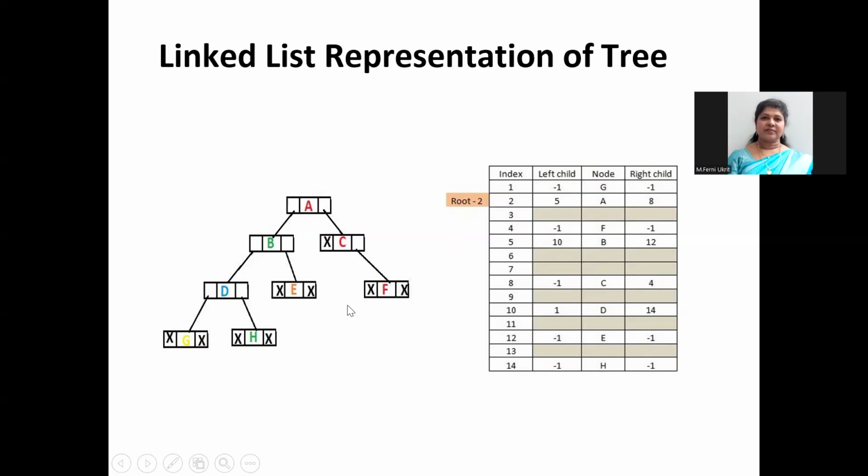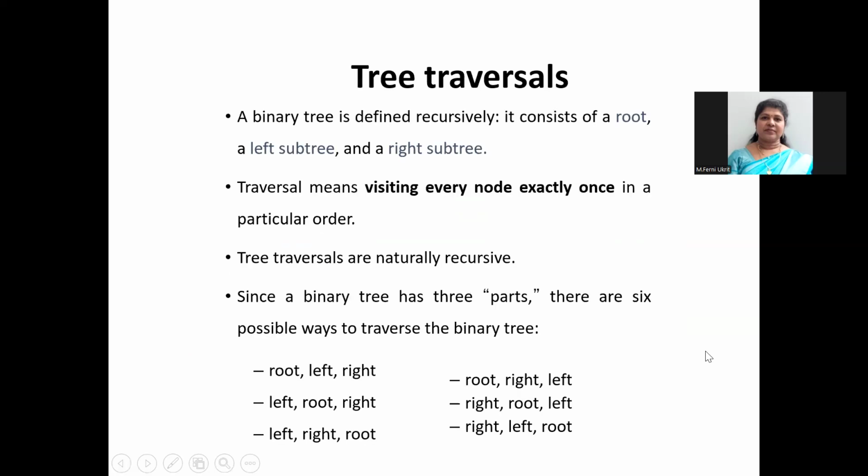And next, come to F. When you take F, F has no left and right. So -1. Then B. When you take B, it has both left and right child. So B's left child is D. So D's index is 10. So that is mentioned over here. And the right child is E. E has index 12. So that is mentioned here. Similarly, the other things.